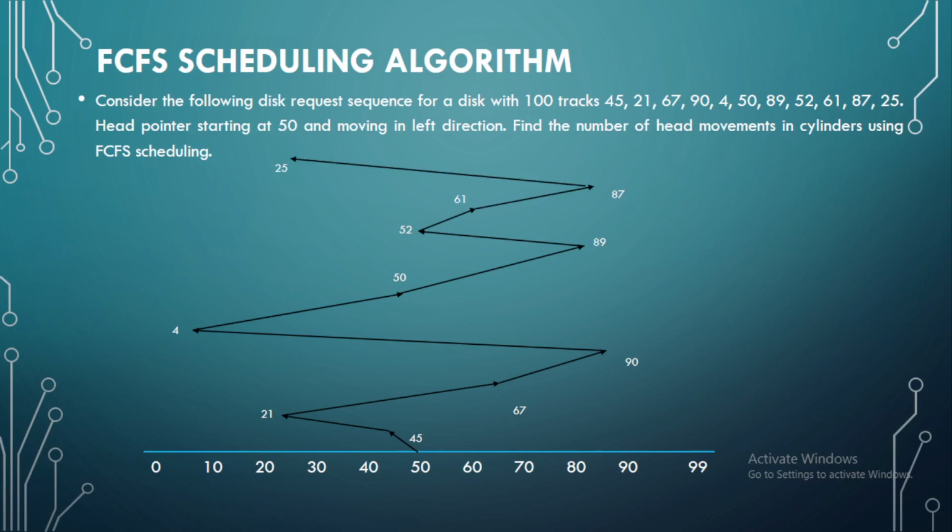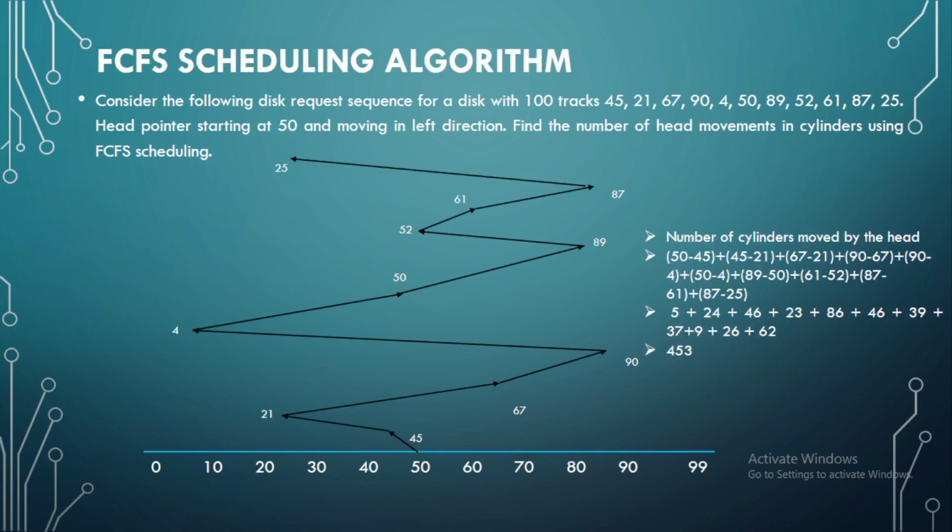Now we have to find the head movements here, which we can do using addition. From 50 to 45, 5. From 45 to 21, 45 minus 21, 24. From 21 to 67, 67 minus 21, 46. From 67 to 90, 90 minus 67, 23. From 90 to 4, 90 minus 4, 86. From 4 to 50, 50 minus 4, 46. From 50 to 89, 89 minus 50, 39.